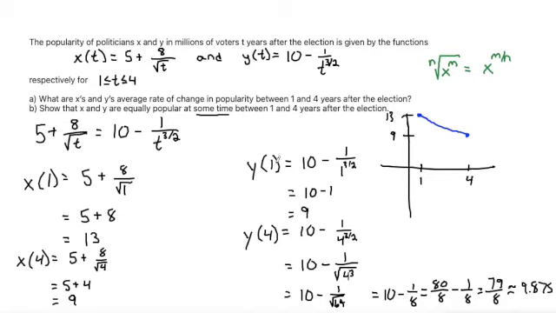And then similarly for y, I'll do that one in, let's see, maybe like orange, for example. So for y, when t is 1, y is 9. And when t is 4, y is almost 10. So 9.875 would be something like here.